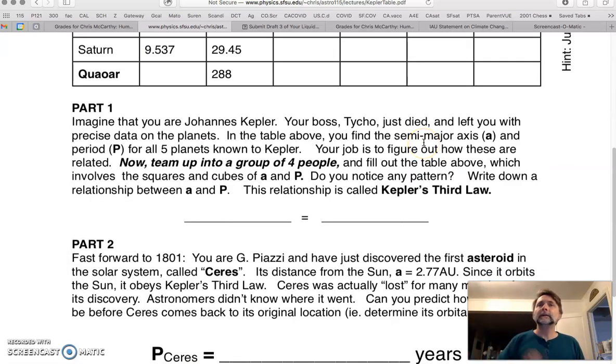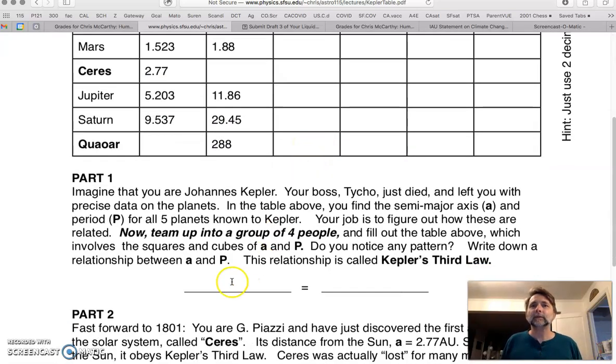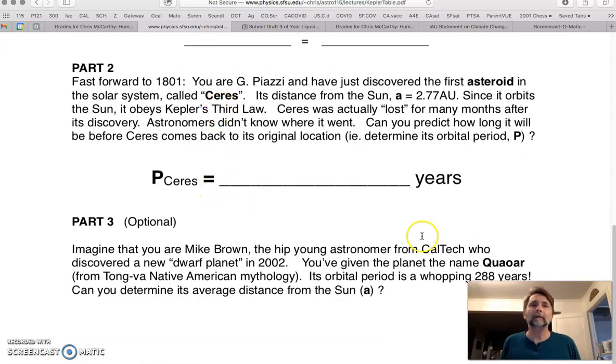So read the directions, and as you'll see in part one, you hopefully will notice a pattern. Some of these columns will seem very similar to the others. You'll say something equals something, and that's what you write in here. And then you'll use the pattern that you found, which is Kepler's third law, to figure out the period of some unknown object series, and also figure out the semi-major axis of a newly discovered asteroid called Quoar.